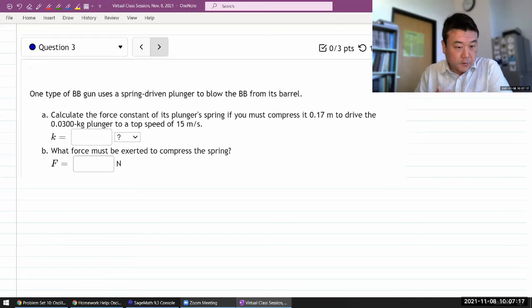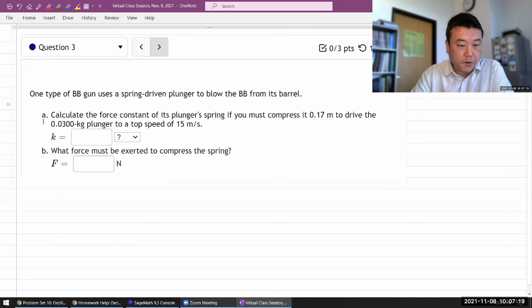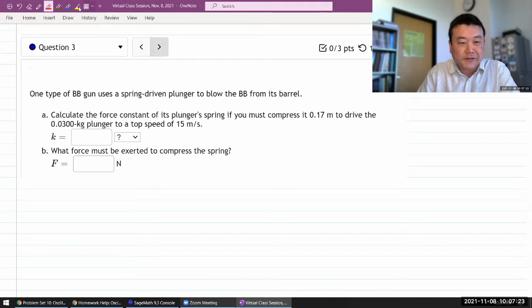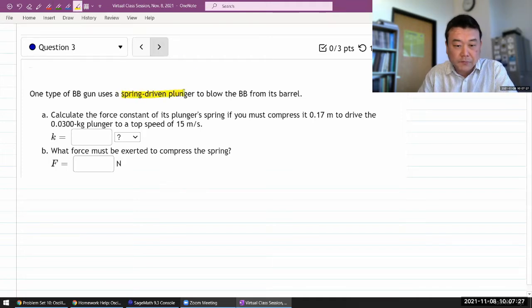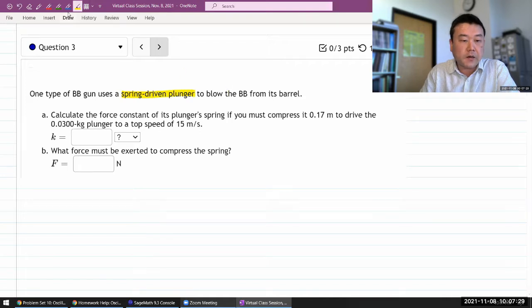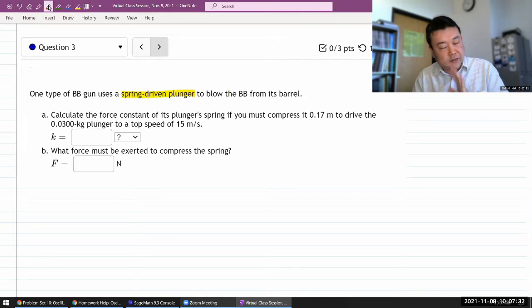Okay, so this is what the question says. It says one type of BB gun uses a spring driven plunger. The BB gun part isn't important; what's important is the spring driven plunger. So I'm recalling some of the things that I learned in an earlier chapter.